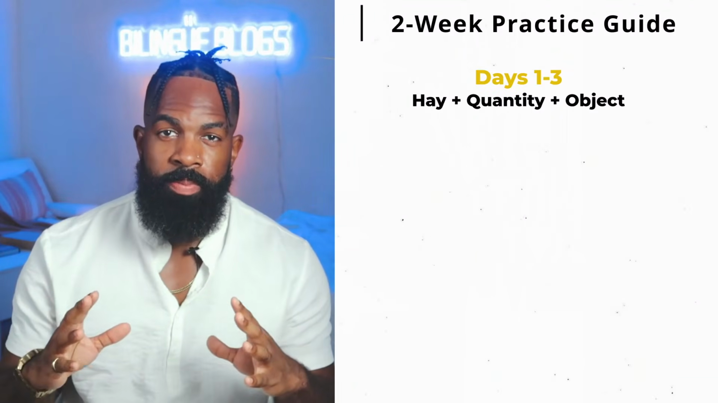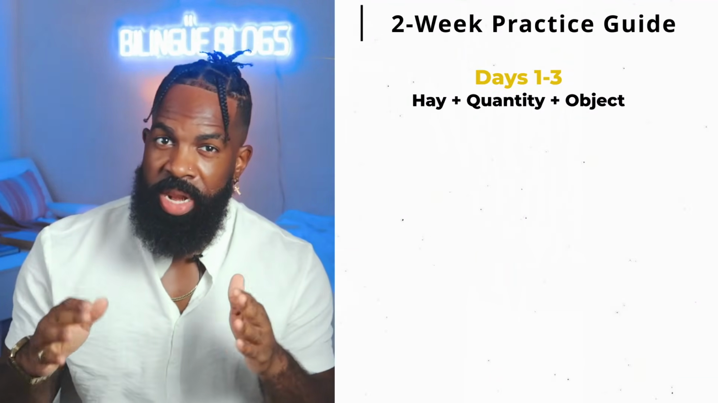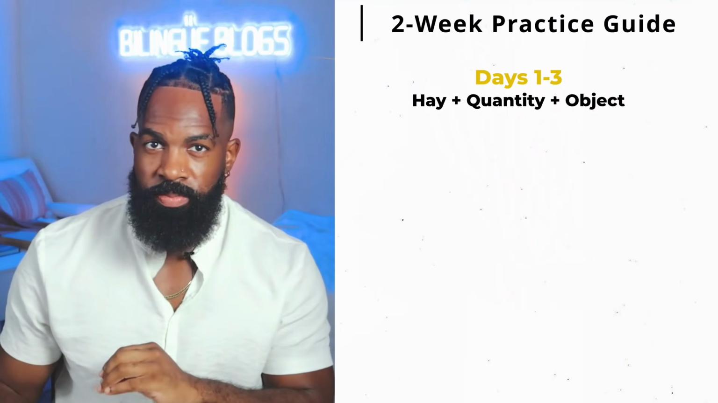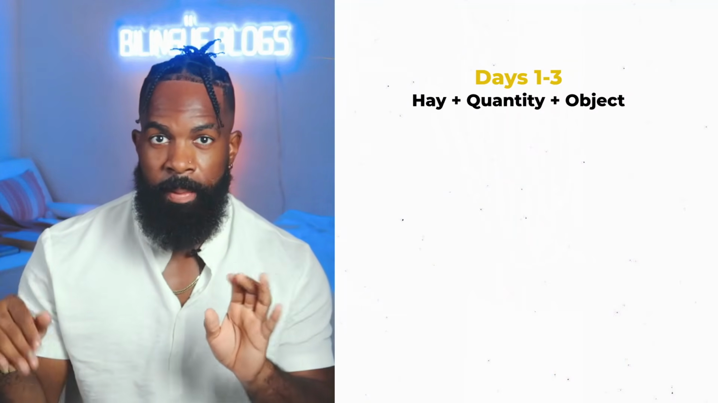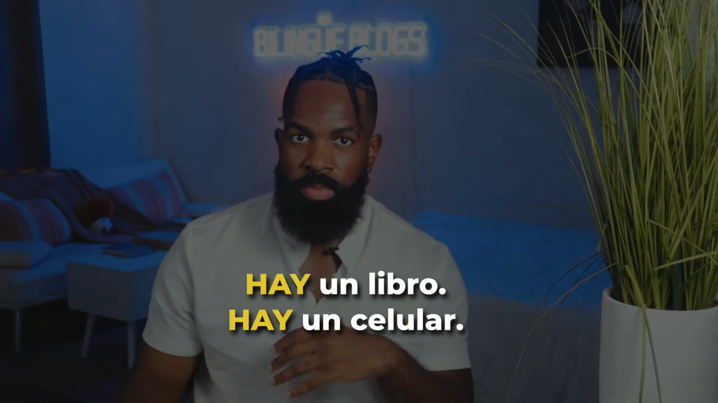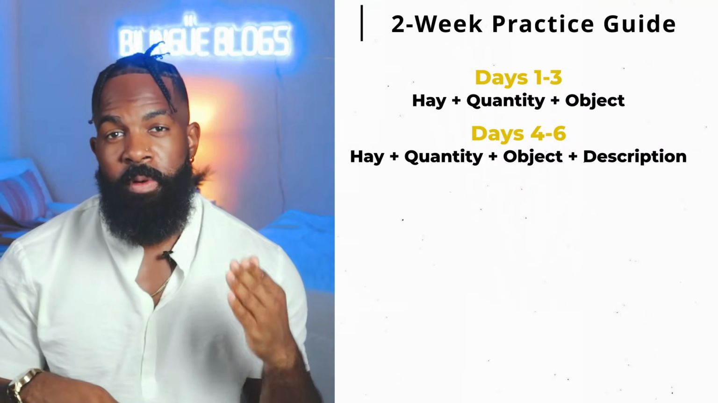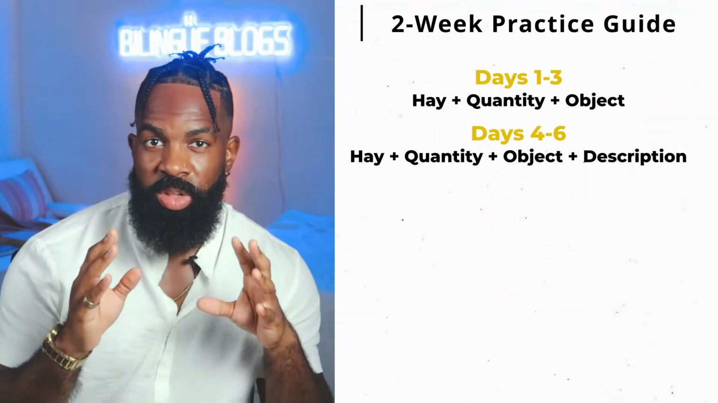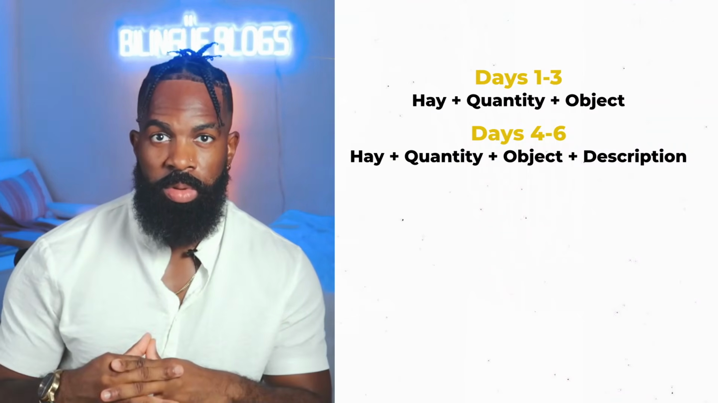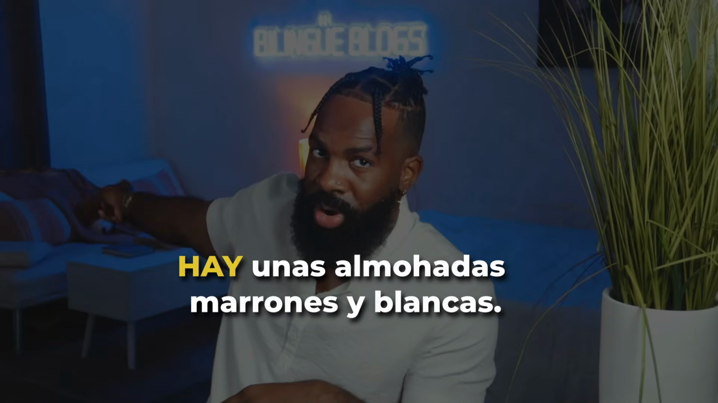So here's the format that I want to give you, right? From day 1 to 3, I want you to start off in the very, very beginning, you know, hay and then the noun. You can add a number or you don't have to add a number, but don't describe it yet. Hay un libro. Hay un celular. From day 4 through 6, I want you to do the same thing, but add the description as well. So, hay unas almohadas marrones y blancas.